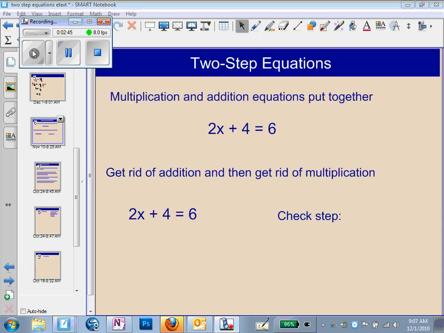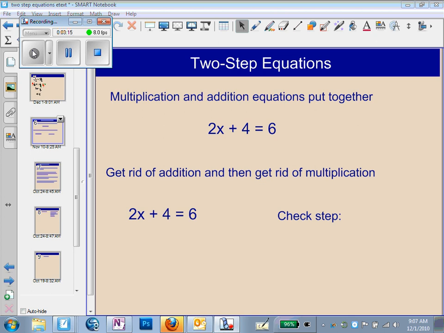So today we're going to talk about two-step equations, and a two-step equation is where you take an addition equation and a multiplication equation and you put them together. So you'll see in this example 2x plus 4 that 4 is being added to x and 2 is being multiplied times x. So we have both addition happening to our x and we have multiplication happening to our variable as well.